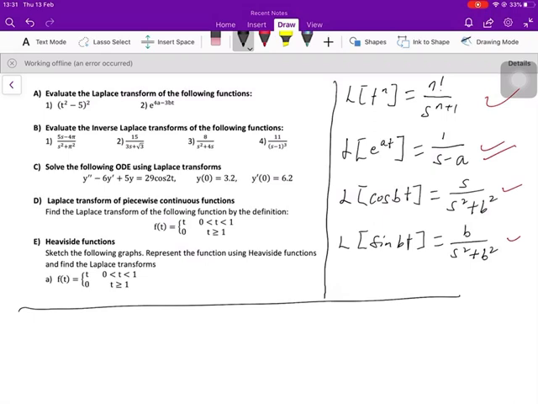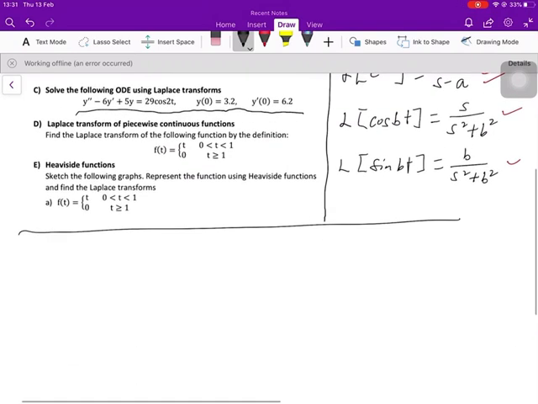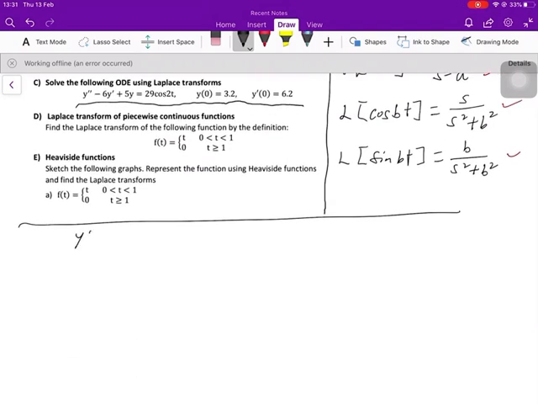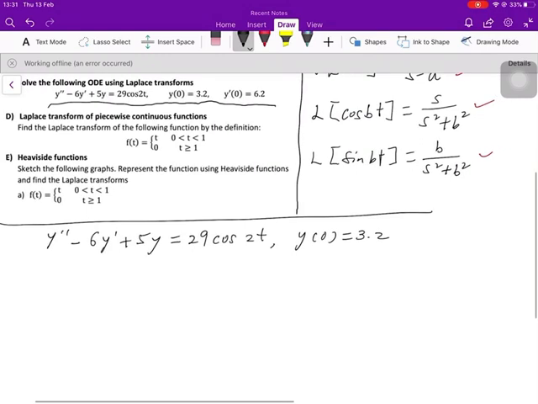Okay, let's see question C, which is to solve the initial condition problem using the Laplace transform method. So question C, we have y double prime minus 6y prime plus 5y equal to 29 cosine 2t, with initial conditions y of 0 equal to 3.2 and y prime of 0 equal to 6.2.